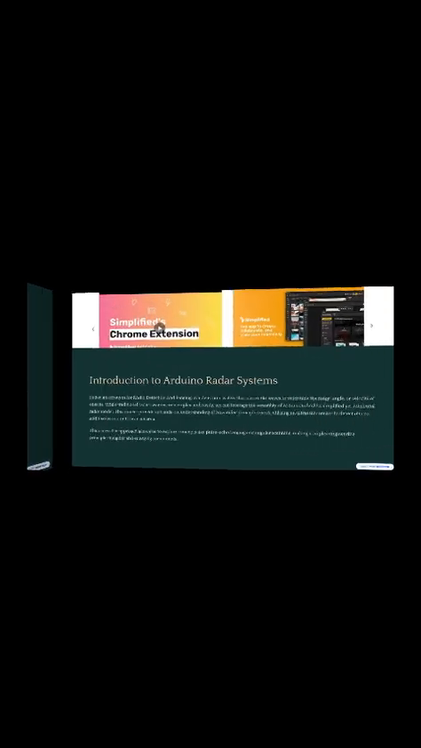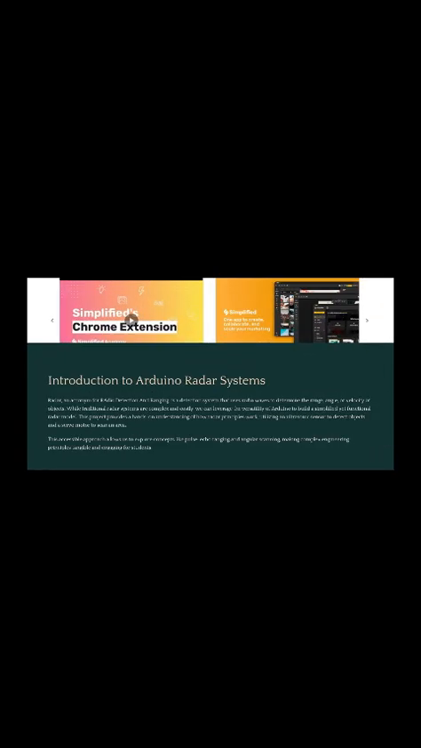So, moving forward, this is our introduction to the Arduino radar system. Radar, an acronym for radio detection and ranging, is a detection system that uses radio waves to determine the range. It means that radar uses radio waves to detect when someone or something passes across the sensor. It should produce a beep sound, indicating the range, angle, or velocity of the object.